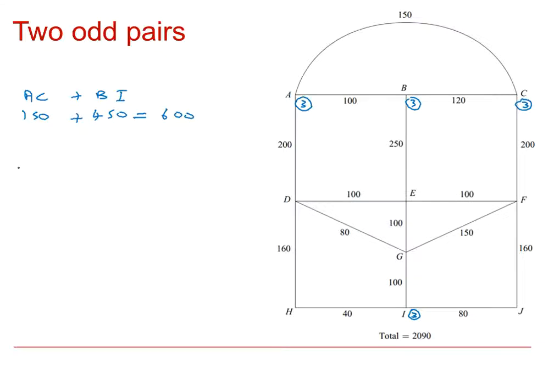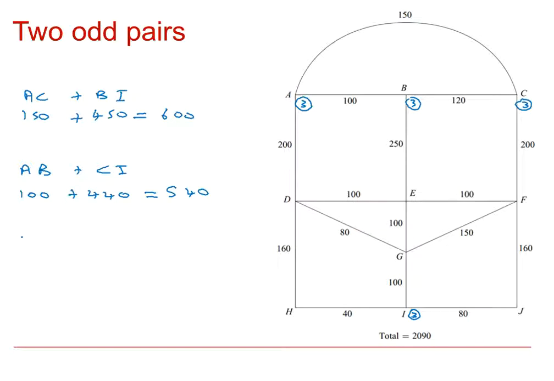Another way of pairing them up would be connect A to B and C to I. So connecting A to B is an obvious extra 100. And linking C to I, the best way of linking C to I is 200, the extra 160, and the 80. So that adds up to 440. So that's an extra 440. So that adds up to 540 extra.